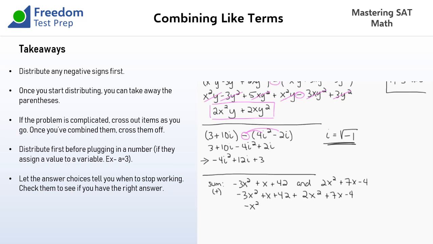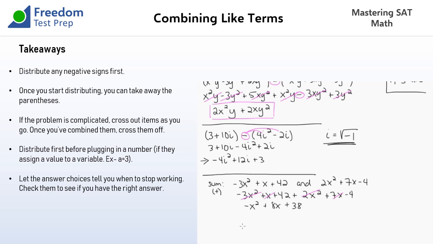Actually, let me cross those out, okay? And then we're going to look at our x's. So we've got an x and a 7x. That's going to give us an 8x, okay? And then we're going to look at our integers, where we have a 42 and a negative 4. So that's going to give us a 38.